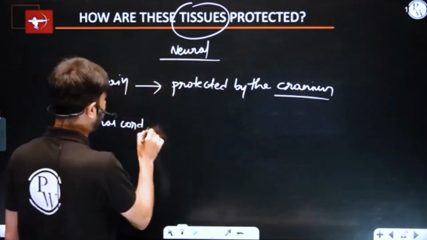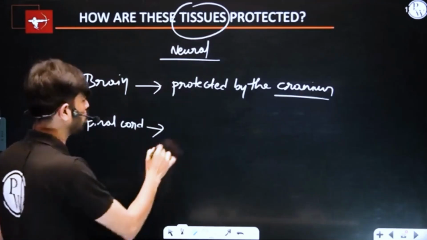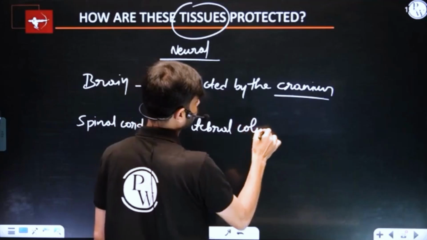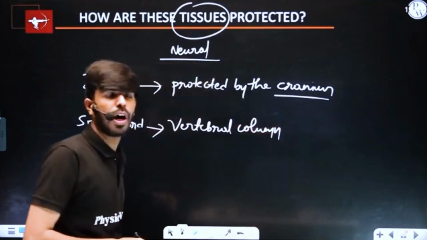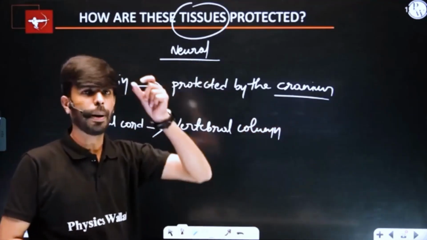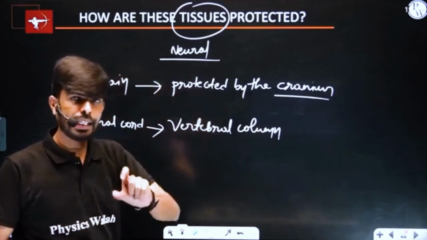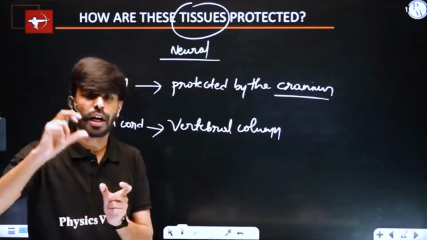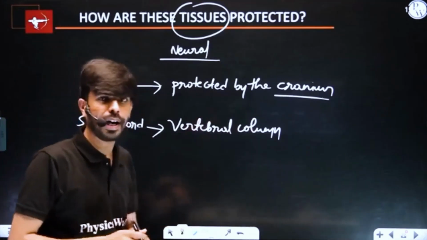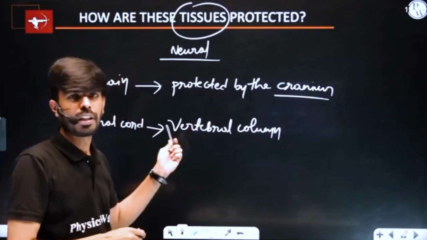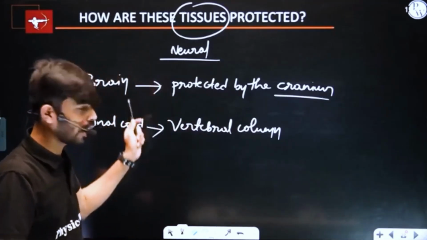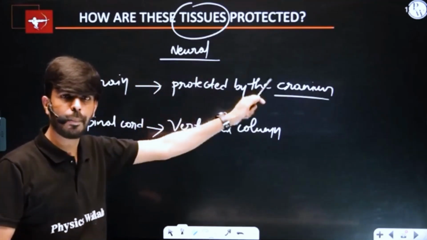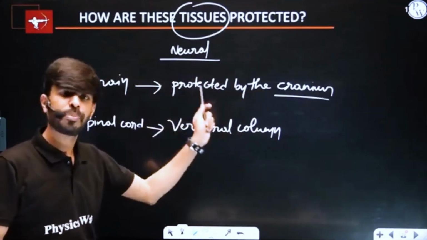And when it comes to the spinal cord, it is protected by the vertebral column. So you can see there is a bump on your back. That bump is indicating the presence of the vertebral column, which is usually made of a number of vertebrae. Inside the vertebral column, our spinal cord is present. Both are delicate organs and both are highly protected by the bones. Brain is protected by the cranium and the spinal cord is protected by the vertebral column.